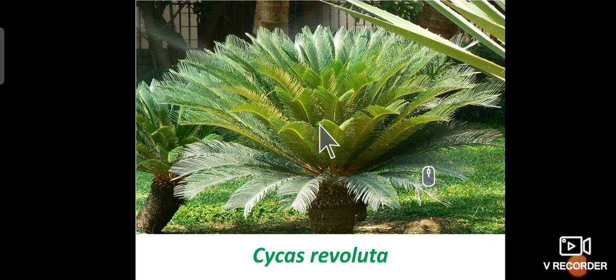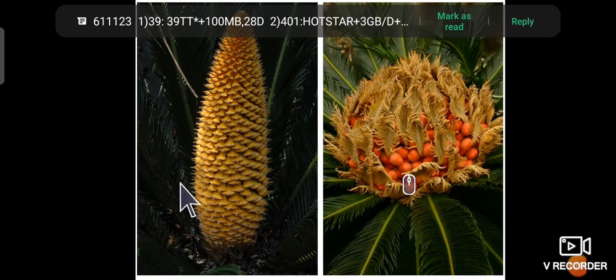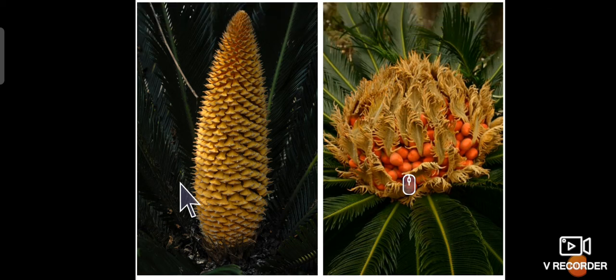The leaflets have characteristic revolute margins. And the male cones here on the left, you can see, are oblong, ovoid in shape, and the megasporophylls are ovate lanceolate, shaped like a lance head, tapering at each end and having linear teeth. And these are the ovules you can see here in this picture.